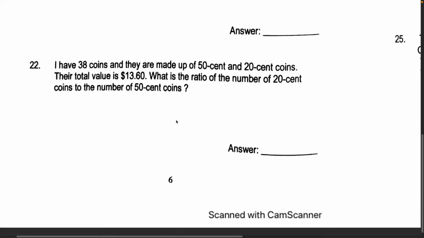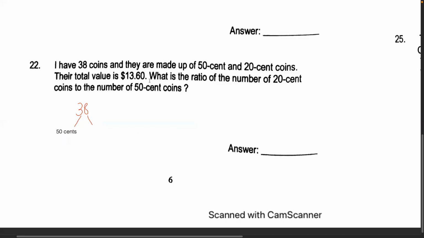I have 38 coins and they are made up of 50 cents. So out of these 38 coins, I have 50-cent coins and I have 20-cent coins. Am I making sense here? All right, I have 50-cent coins and I have 20-cent coins. Okay, so what you want to do is write down that these are all 50 cents. All right, and then the other part is all 20 cents.